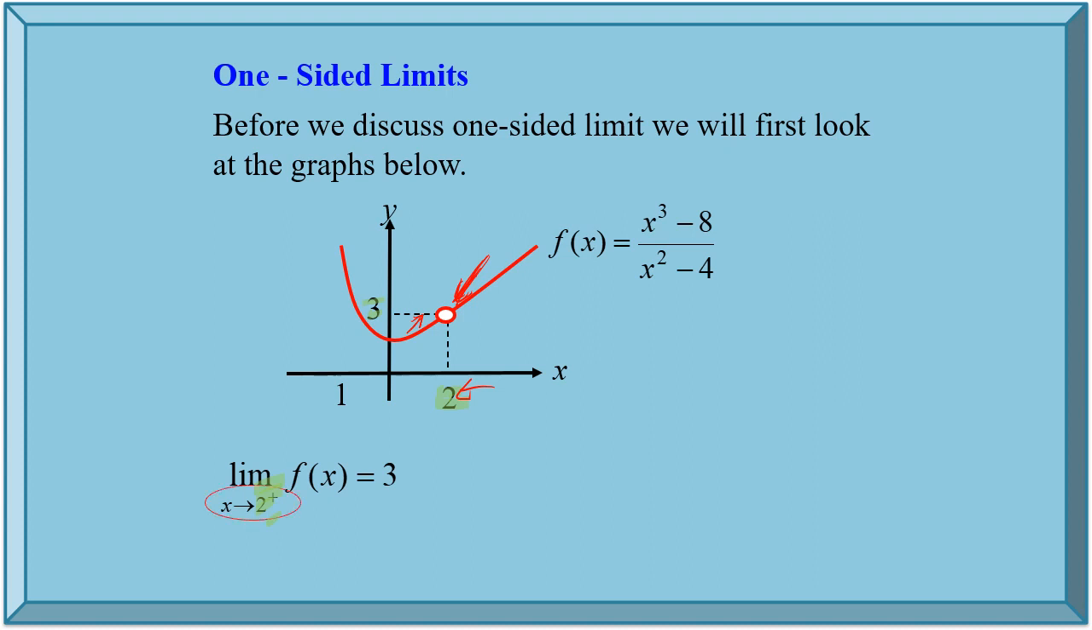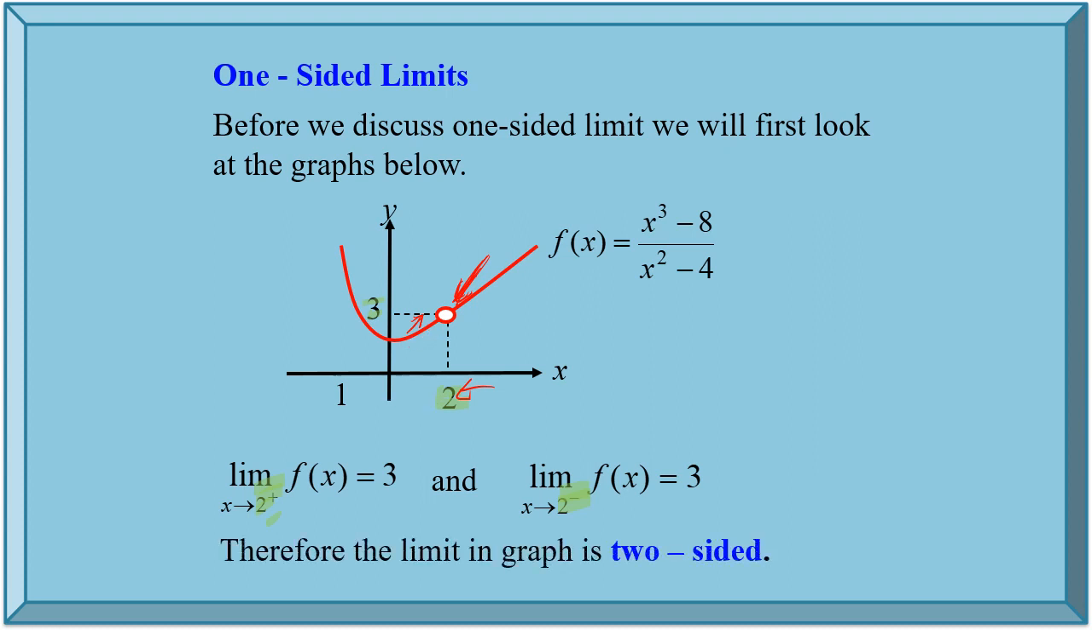And from the left hand side, when x approaches 2 from the left side, the value of y also approaches 3. Okay, so the limit here is the same, right? But this is what we call a one-sided limit. Therefore the limit in the graph is two-sided. To find each side of the limit, we need to find it from the left side and from the right side.